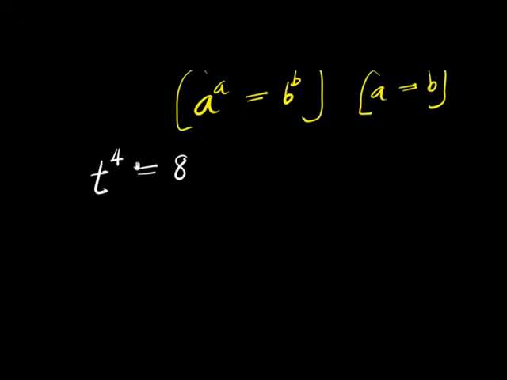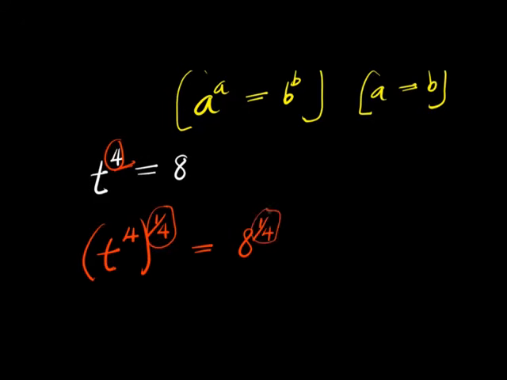And at this point, I can solve for t by eliminating this 4. How do we eliminate the 4? By multiplying this exponent by 1 over 4. I have t power 4 raised to the power of 1 over 4 equals 8 power of 1 over 4. The same thing I do here, I need to do it here again.